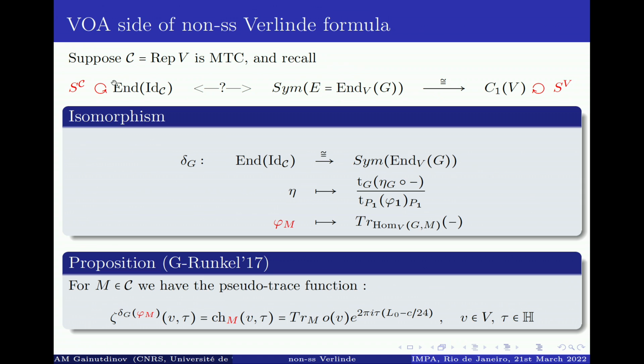So basically what we have, T_G already provides a non-degenerate symmetric form. And what we do is we just shift its argument by components of my endotransformation of the identity functor. What is important about this map is that it sends these phi_M, my internal characters, to just normal traces over the corresponding irreducible representations. And an important statement is that the pseudo-trace function corresponding to the symmetric form to the internal character, you see this delta_G of phi_M, is just the normal character.